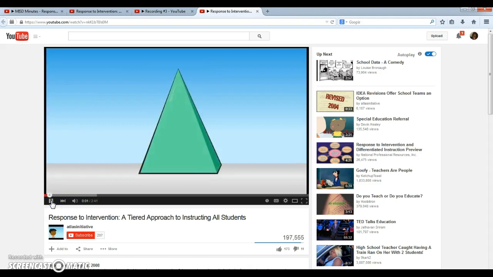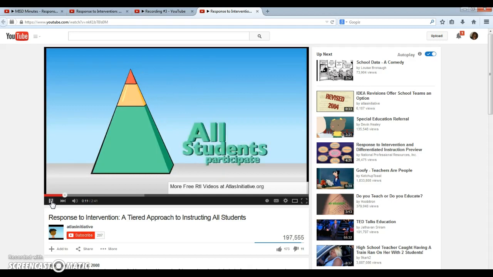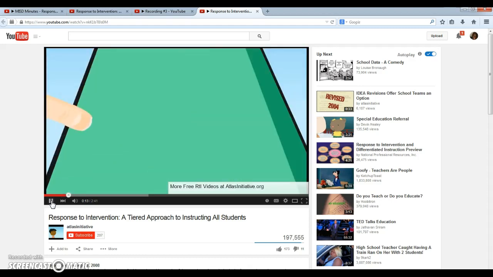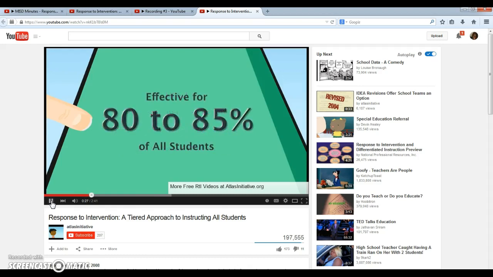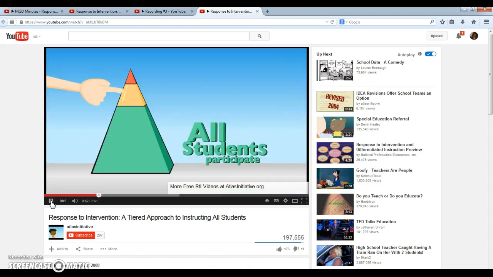Here, we'll look at a three-tiered model, often depicted as a triangle, as one example of how a tiered framework can be used as a school-wide strategy for instructing all students. All students will participate in Tier 1 instruction. At this level, they'll receive effective differentiated instruction provided by the general classroom teacher as part of an evidence-based core curriculum. The evidence-based instruction offered at this level can be expected to meet the learning needs of 80 to 85% of all students. For students who don't respond adequately to Tier 1 instruction, more intensive interventions come into play.